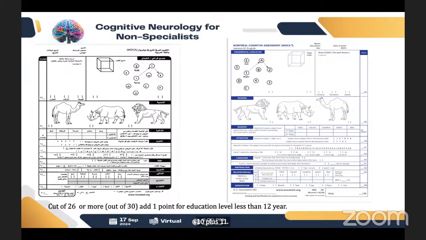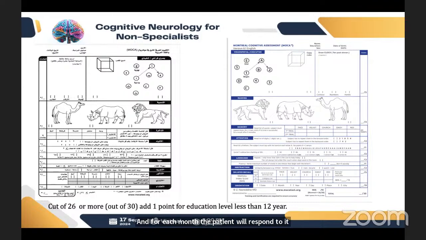And then you will go for the naming task. You will ask them to name those animals. And for each animal that the patient responds to correctly, they will get a score.